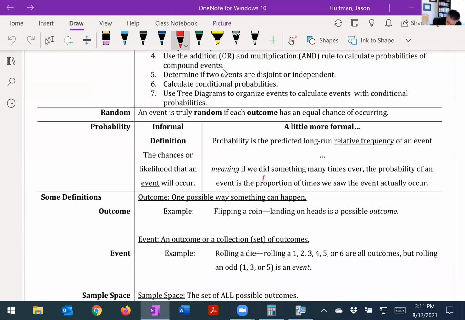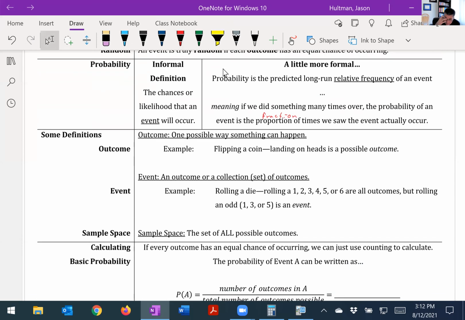So I'll put fraction here. It's the fraction amount of times we saw the event occur. Like flipping a coin, the number of times it lands on heads is a possible outcome. So the event is an outcome or collection set of outcomes. Example, rolling a die, rolling 1, 2, 3, 4, 5, or 6 are all outcomes. But rolling an odd, 1, 3, or 5 is an event. So it's the event out of all the outcomes. The sample space is the total set of all possible outcomes.